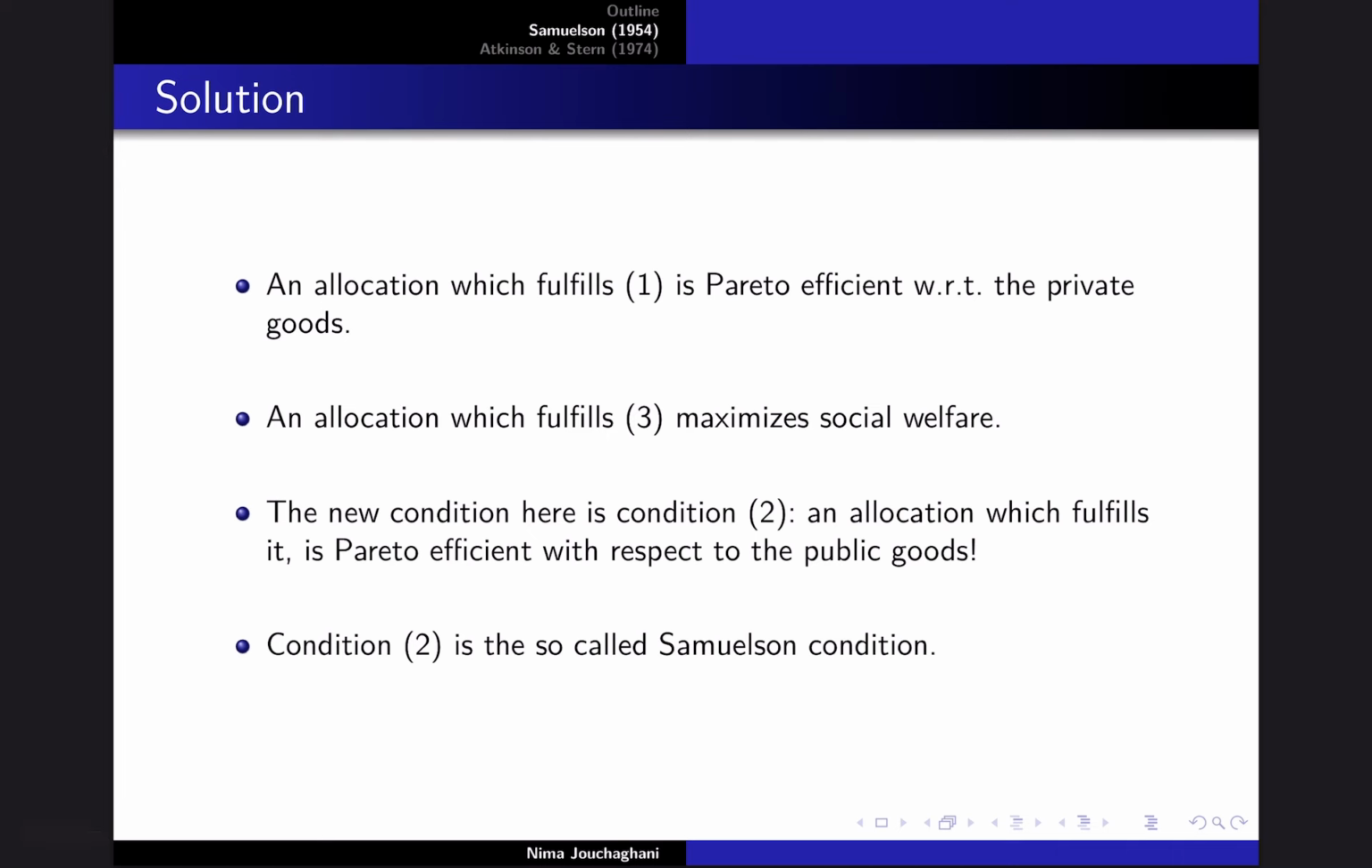So just to summarize the first order conditions, any allocation which fulfills condition 1 is Pareto efficient with respect to the private goods. Okay, so this is nothing new. This was derived before. So this was not due to Samuelson, at least in this paper. This condition was derived in a previous book, I think, which was basically the first rigorous analysis on how an allocation should look like in a Pareto optimum.